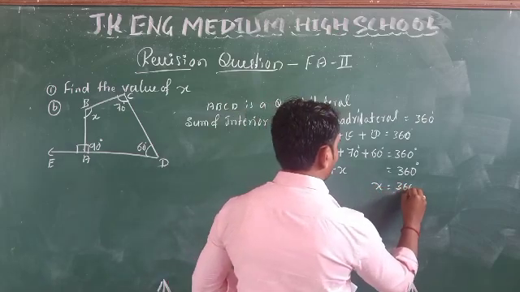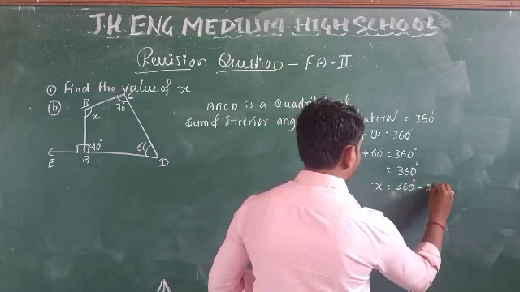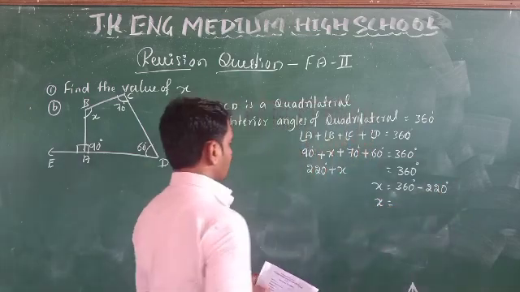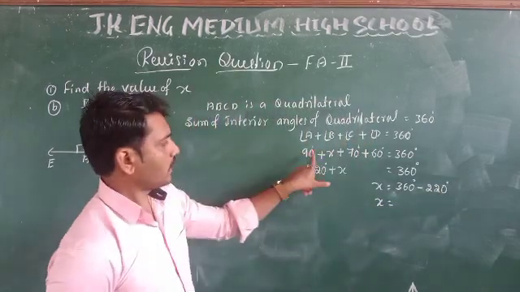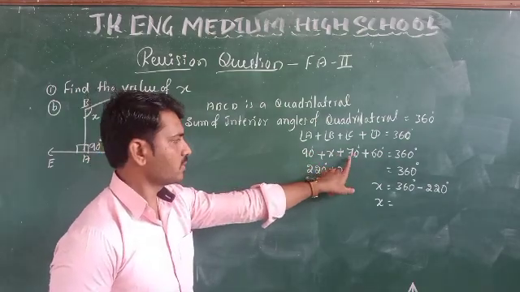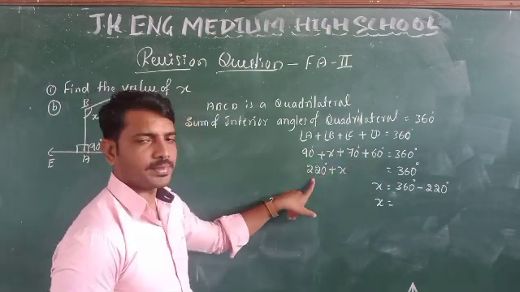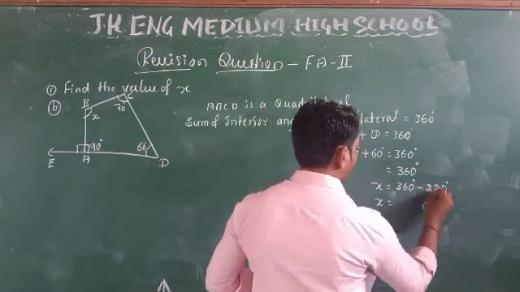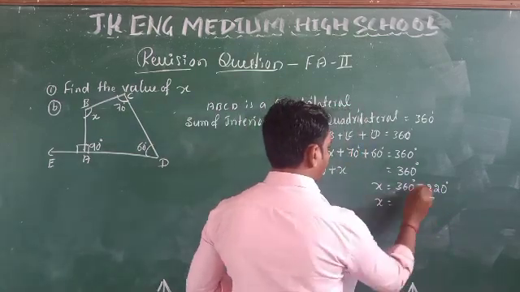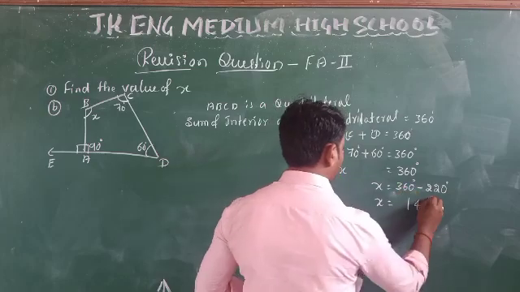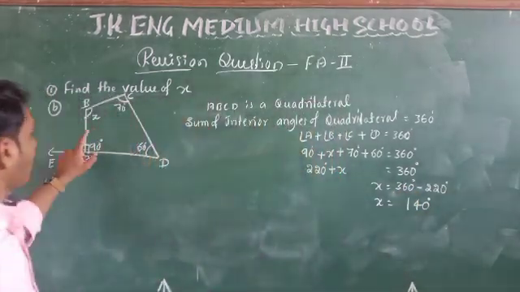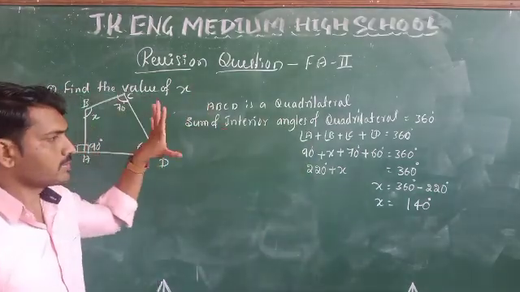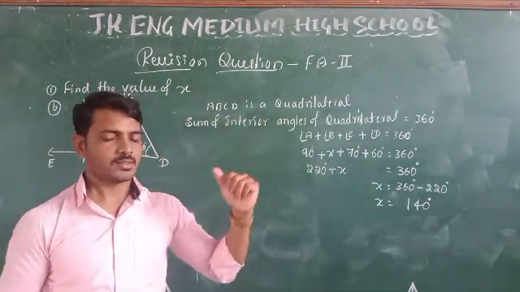x is equal to 360 minus 220 degree. 160 plus 60 is 220. So 360 minus 220: 0 minus 0, 0, 6 minus 2, 4, 3 minus 2, 1. So what is the x value? The x value is 140 degree. These questions carry 2 marks. Better answer.